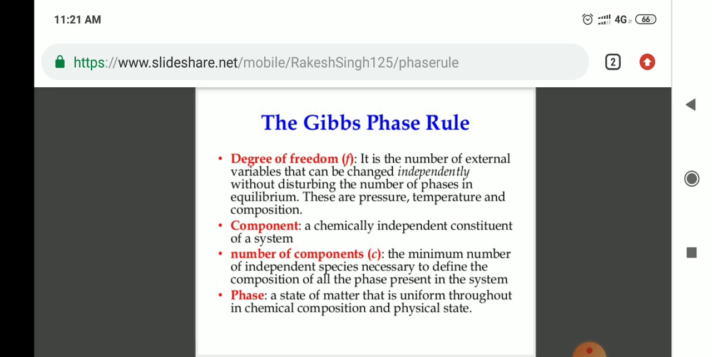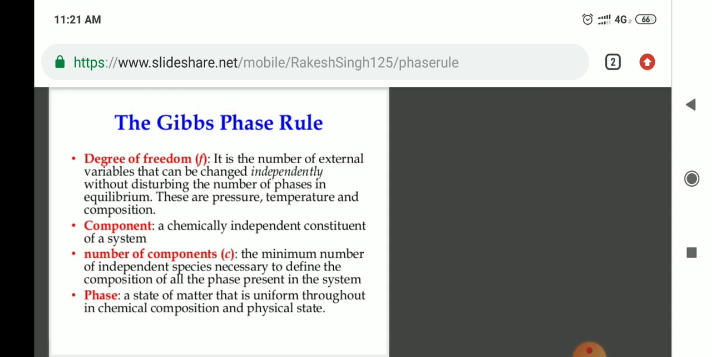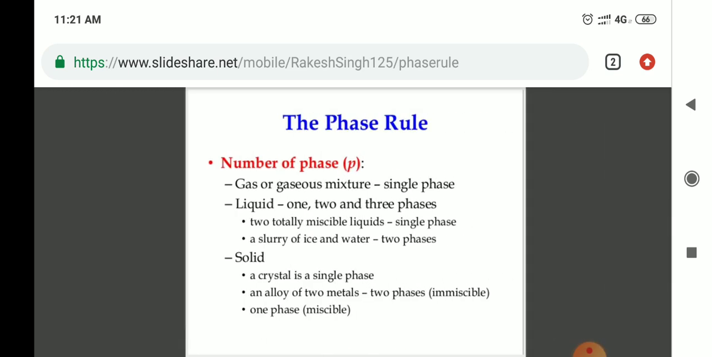And the next definition is phase. What is meant by phase? A state of matter that is uniform throughout in chemical composition and physical state. Next is the number of phases, denoted by P.